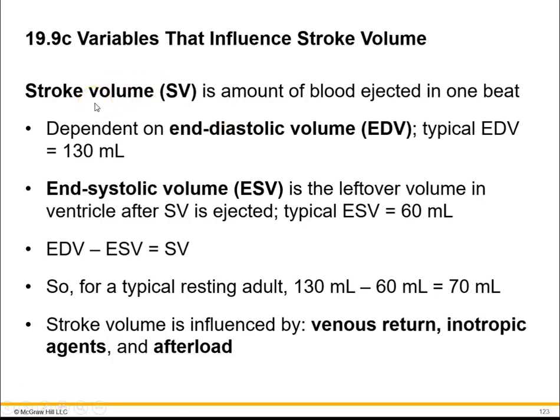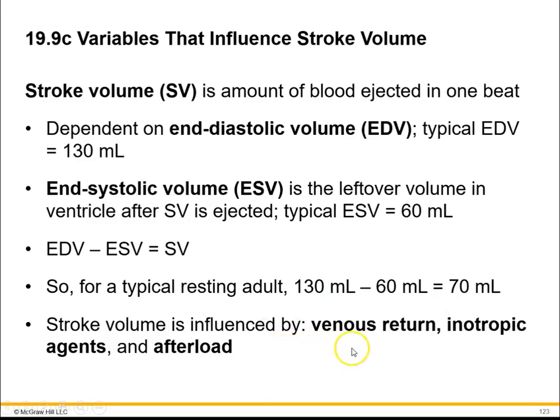Okay, variables that influence stroke volume. So remember, stroke volume is the amount of blood that the heart ejects in one beat. This is going to depend on the end diastolic volume. Typical end diastolic volume is 130 milliliters, and the end systolic volume typically is around 60 milliliters. If you take the end systolic volume and you subtract it from the end diastolic volume, you get the stroke volume. So for a typical resting adult, stroke volume is somewhere around 70 milliliters.